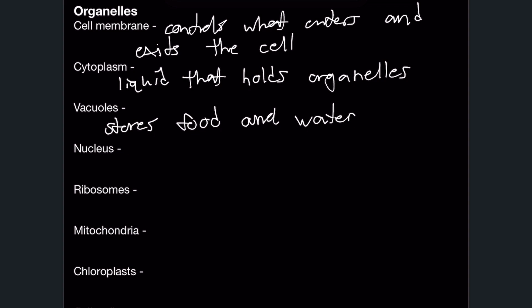Next is a very important one, which is the nucleus, which controls the cell because it houses all the genetic information. So all the DNA in the cell is going to be found inside of the nucleus, and that basically gives instructions to the rest of the cell for how it operates.